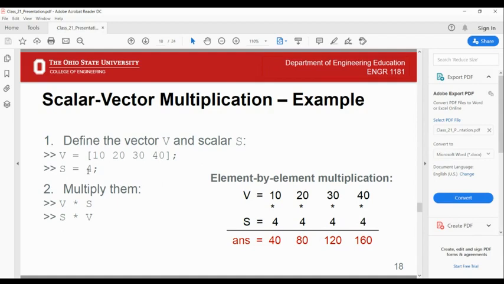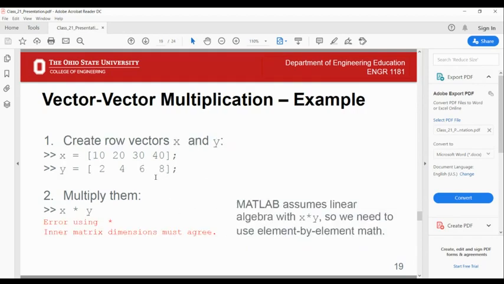For the multiplication, it's the same process, like we are using the same vector, the same scalar, so it will just be stepwise. So 10 times 4, 20 times 4, 30 times 4, and these are the answers you will get. And for this one, it doesn't matter if you put the vector or the scalar first, both will give you the same answer.